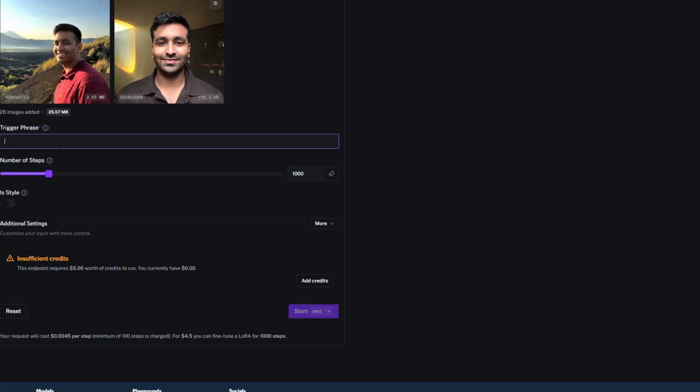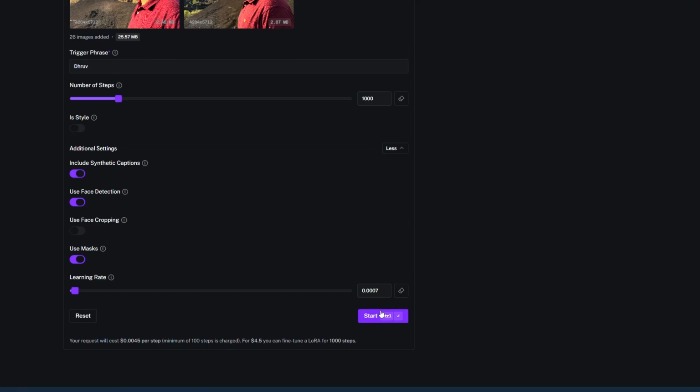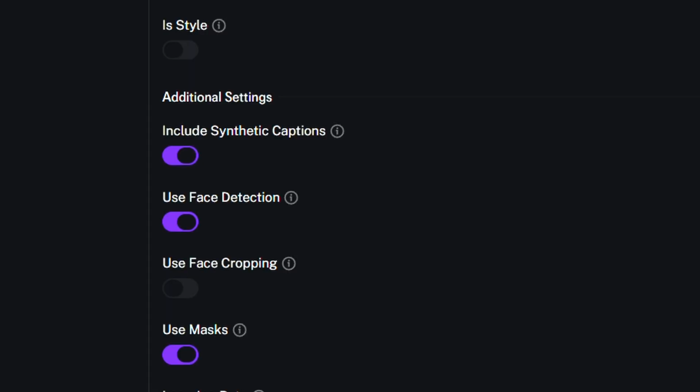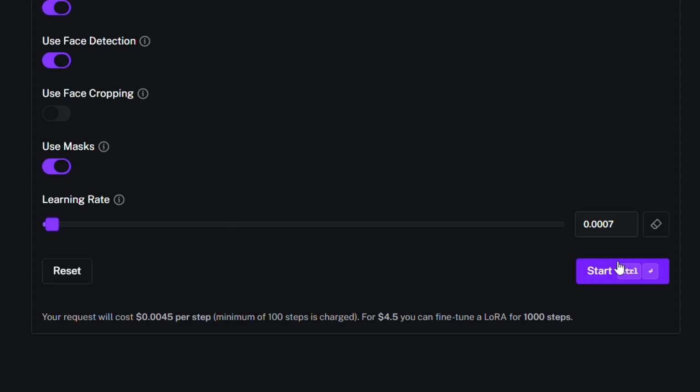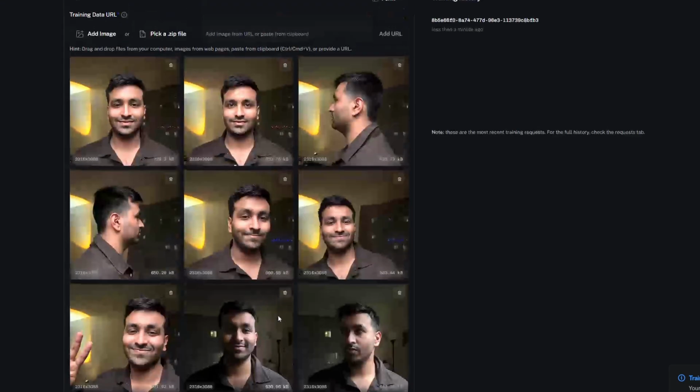Now I'm going to add the trigger phrase that is my name, Dhruv, and that's going to trigger the LLM. We need to include synthetic captions. That's really important. Have face detection on, use masks, and the learning rate could be 0.007. Also, the steps number can be 1000. That's okay. Don't change all of that and do this. Training will take about 20 to 30 minutes, or it can go up to an hour.